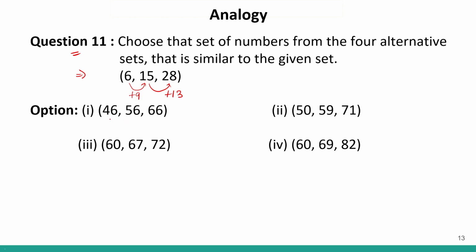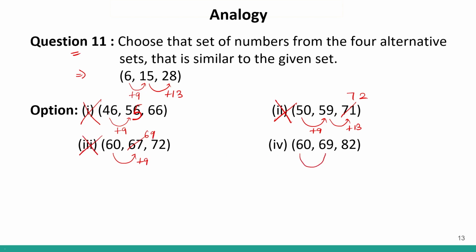So here let us check. 46 plus 9 will give you 55, so this is incorrect. 50 plus 9 will give me 59, which is good, and then plus 13, I have to check. If I add 13, I'll get 72, not 71. So this is also incorrect. Checking 60 plus 9 should give me 69, not 67. So this is also incorrect.